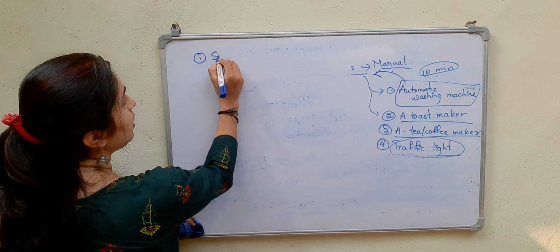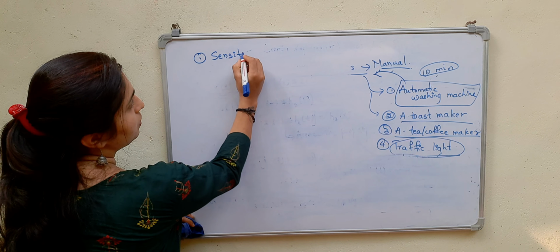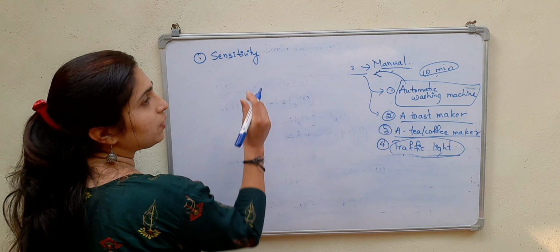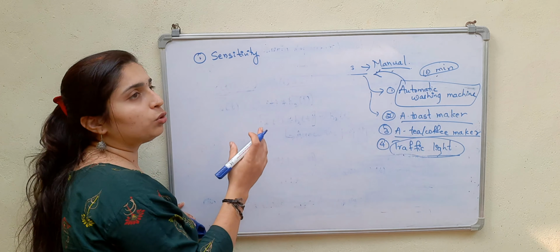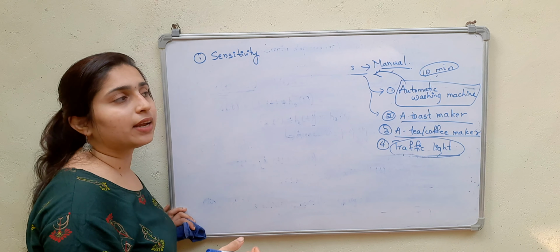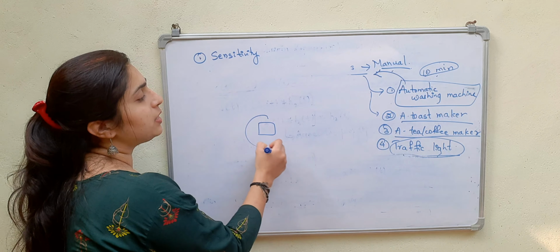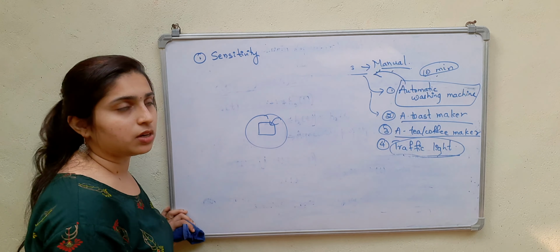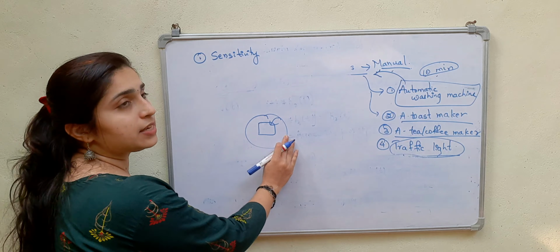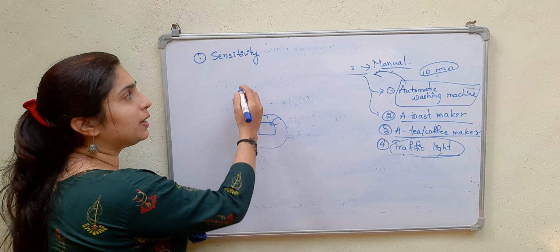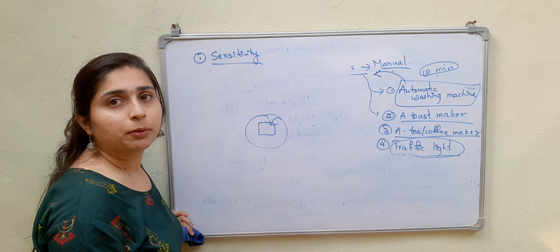So sensitivity, a good control system should be sensitive to the input but not to the parameter variations, like the environmental changes may affect the control system. So it should not be sensitive to these parameter variations, but yes, it should be sensitive to the input.